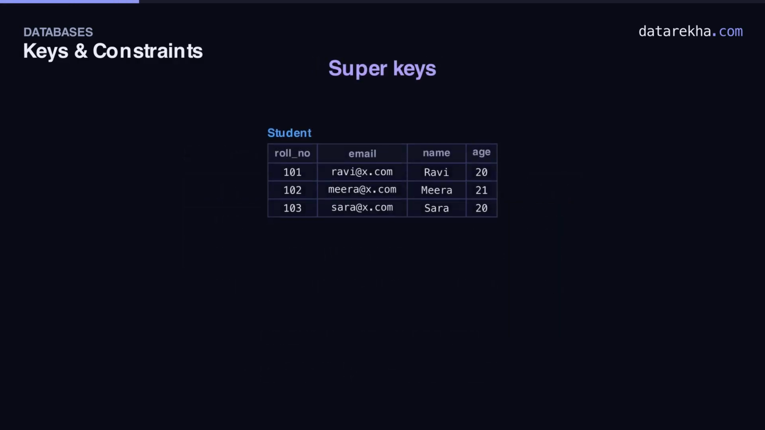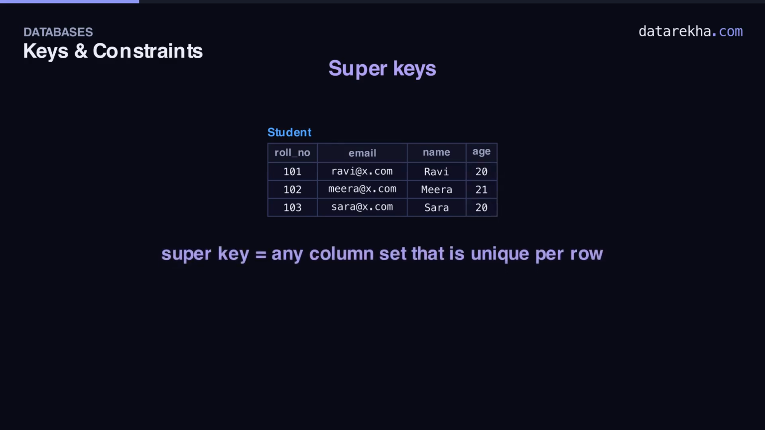Here is a clean version of that table. Every roll number is now different, and every email is different too. Names and ages, though, are allowed to repeat. Notice two students share the age 20. A super key is any set of columns whose values are never repeated across two rows, so it always singles out one row. Roll number alone does that job, but name on its own is not a super key. Two different students can easily share the same name.